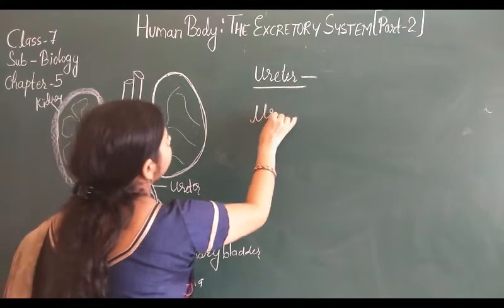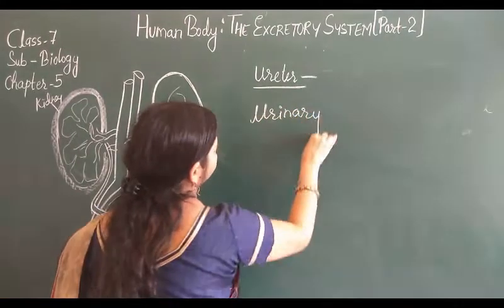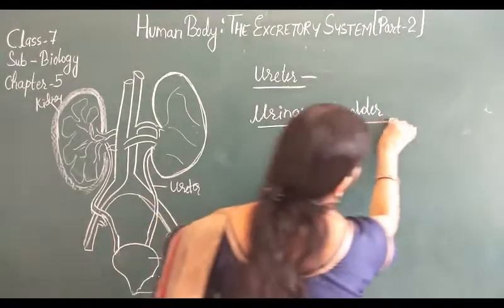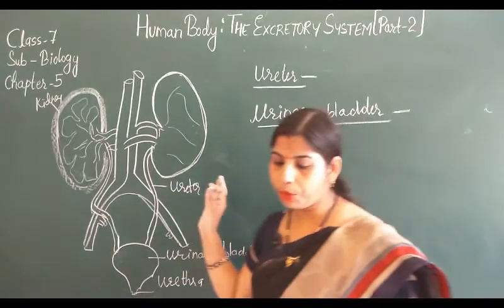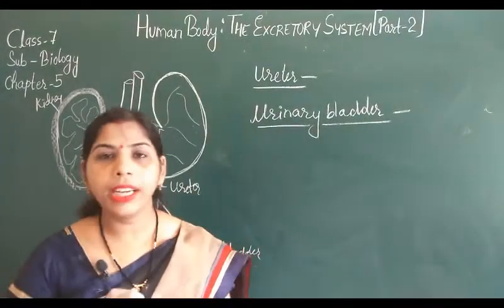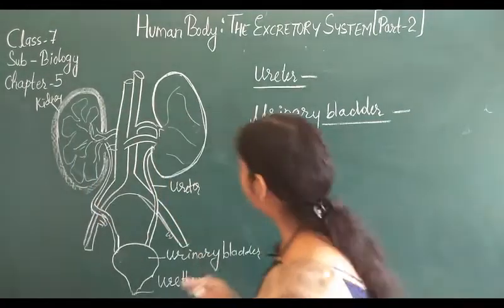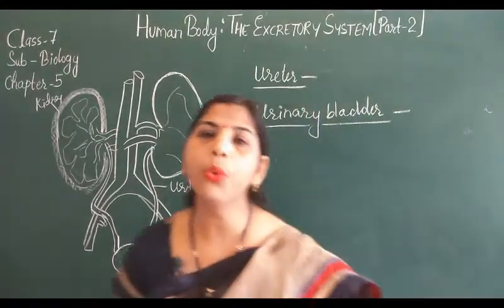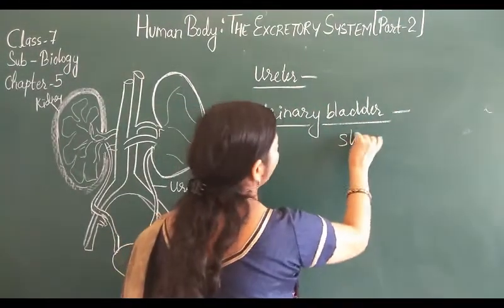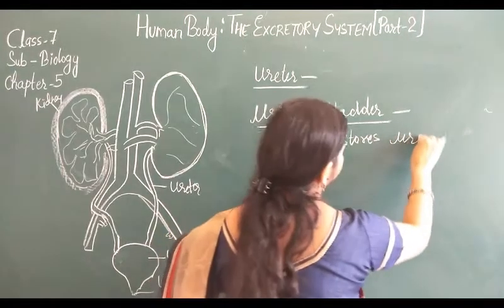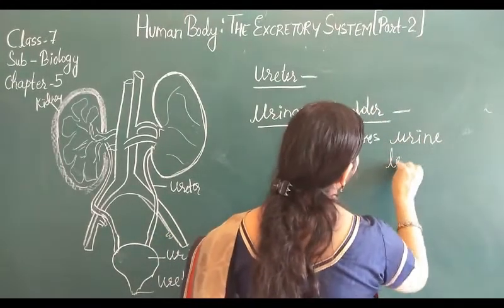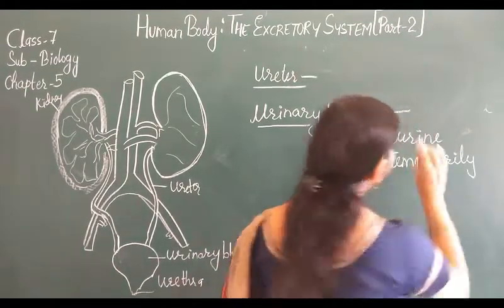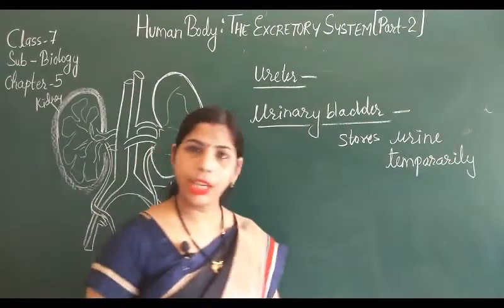Now the second part is the urinary bladder. What is the function of the urinary bladder? The urinary bladder is a muscular bag like structure present just below the ureter, and it stores urine temporarily until it is released.